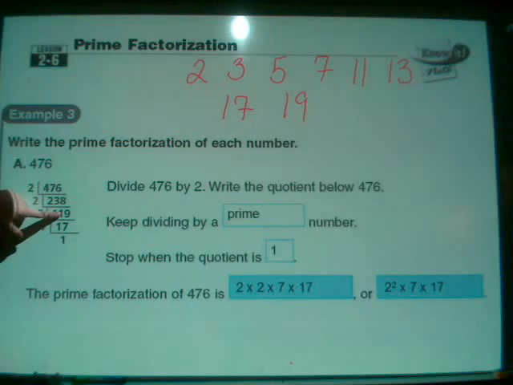Now, no longer is this even, so I can't keep taking out 2, but I can take out 7. 119 divided by 7 is 17. When I take 17 out, 17 divided by 17 is 1. Once you get to 1, that's how you know you're done. These numbers out here, the 2, the 7, and the 17, that's my prime factorization. And you write the answer the same way we did with the factor trees. It does not matter which you do, either one yields the correct answer.